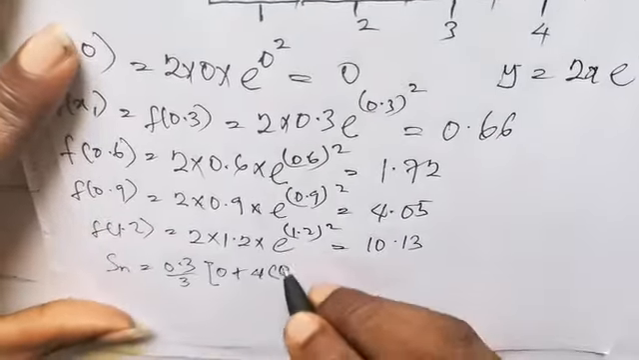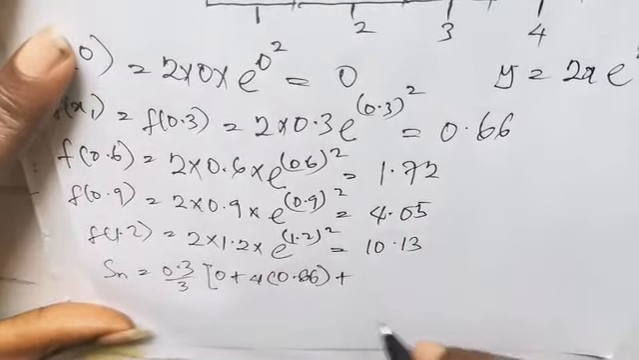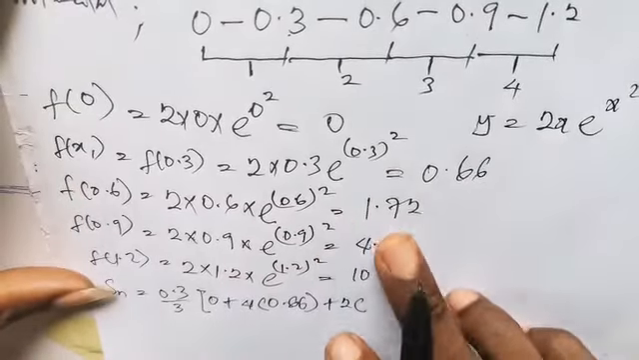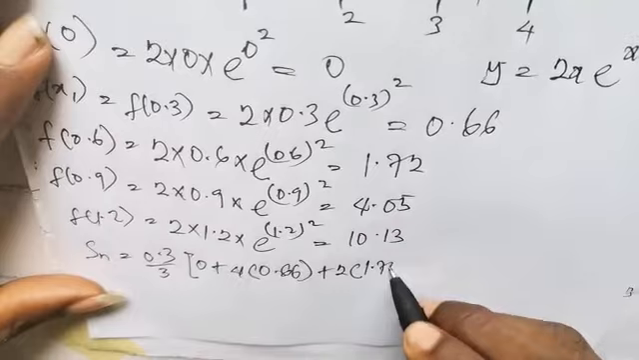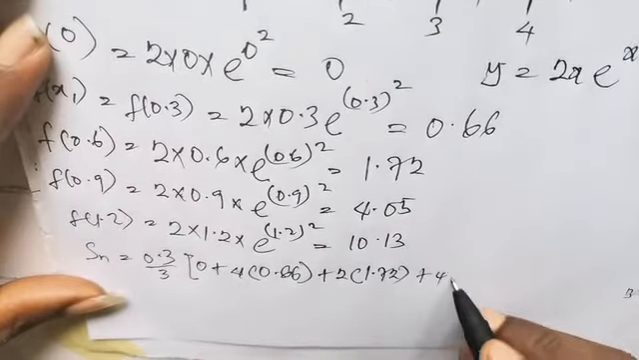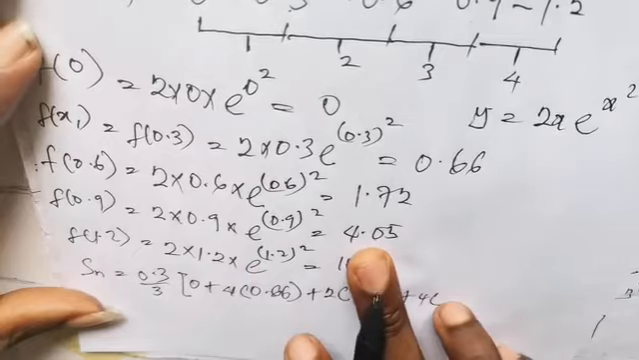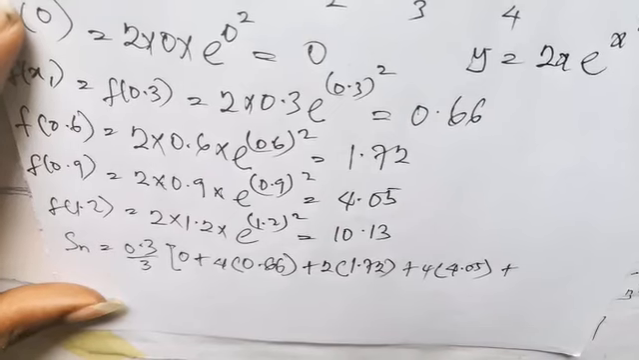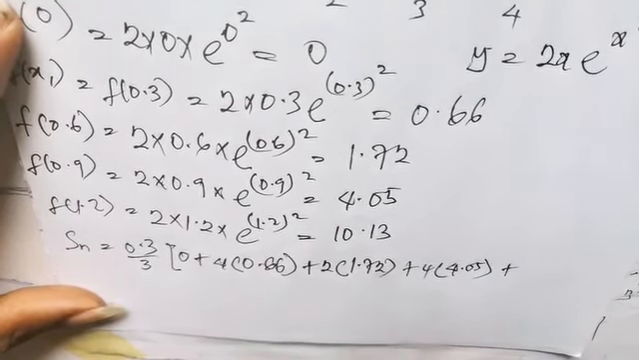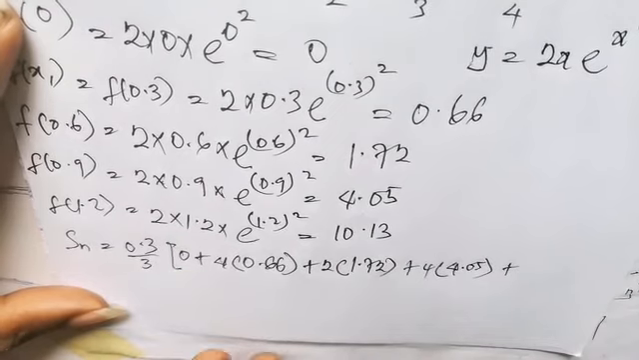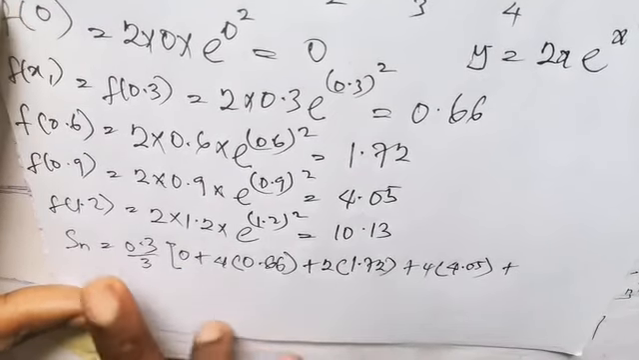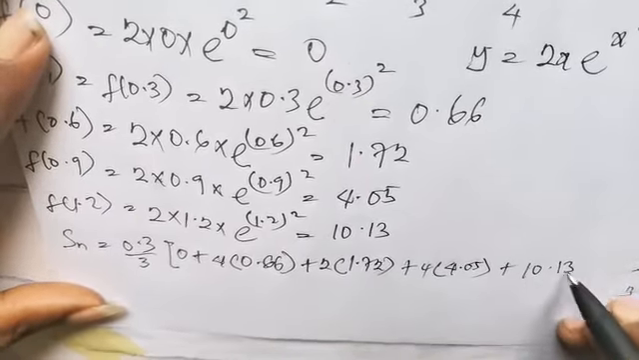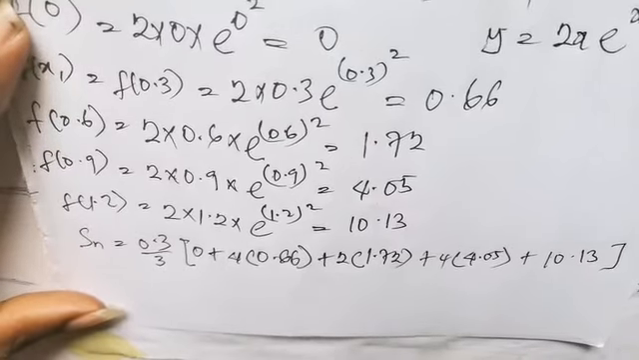So it becomes 4 times 0.66 plus, next is 2 times f of x2, which gave us 1.72. You fall back to 4, so 4 times the next value, 4.05, plus. Now we have the final limit, so you cannot multiply by 2. The function at the first limit and the function at the last limit remain, and the function at the last limit gave us 10.13. You end your Simpson's rule there.